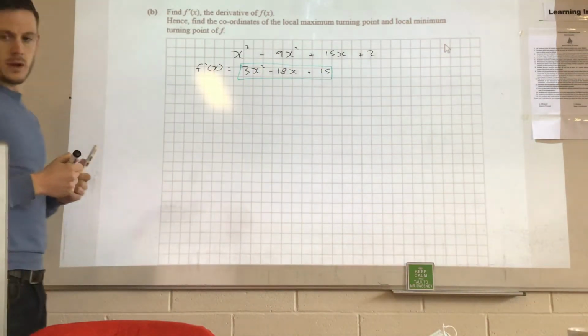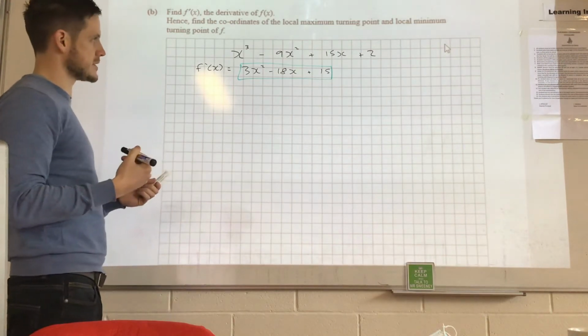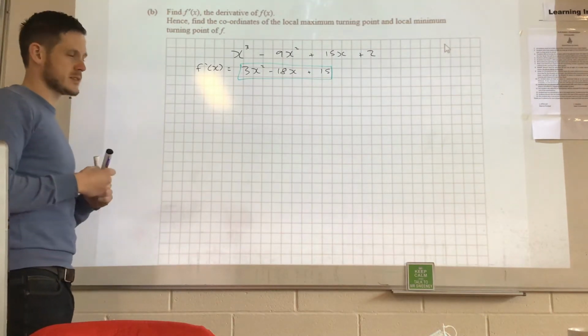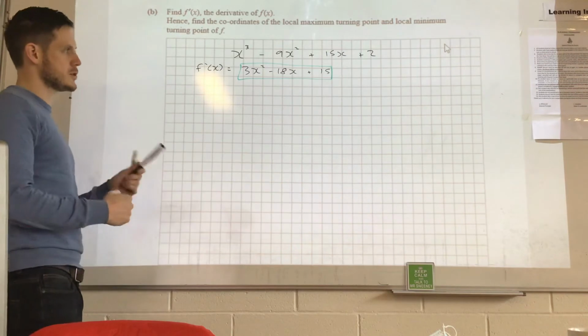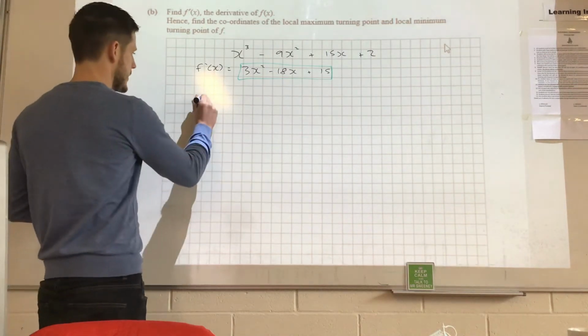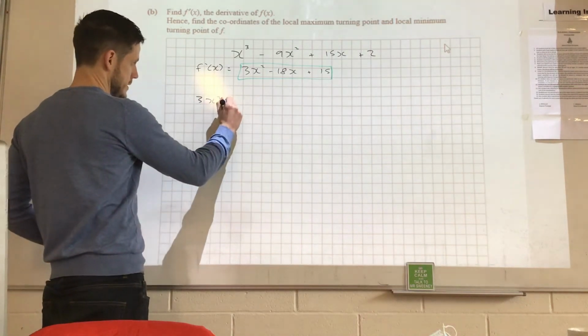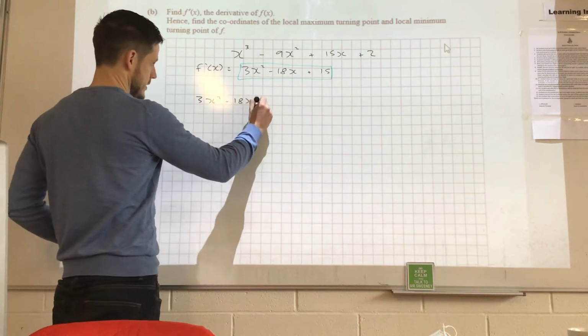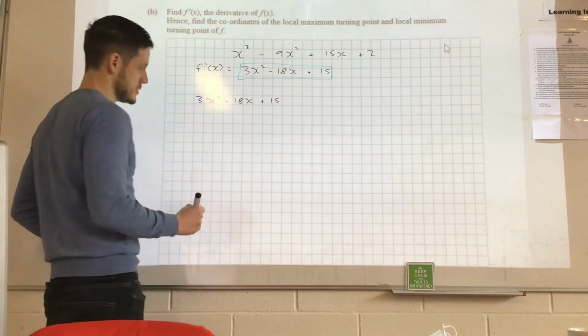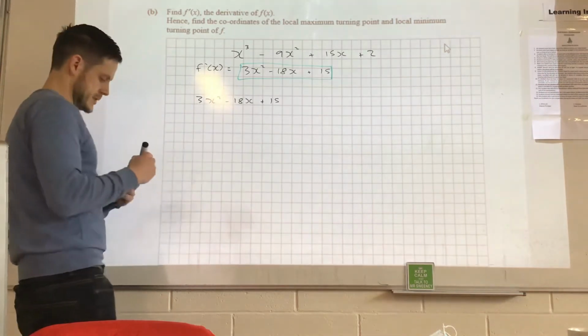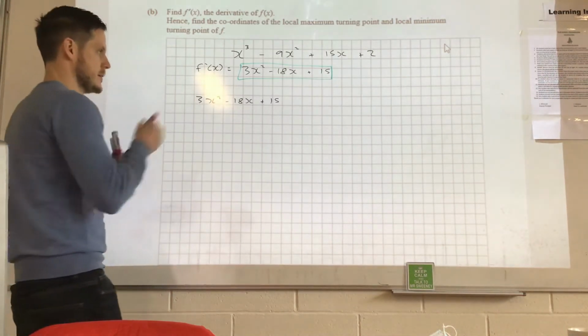Now, what we're going to do is factorize this and solve. This is called a turning point, so you make it equal to 0. I'm not too sure if you remember that. So I'm going to have 3x squared minus 18x plus 15. 3 goes into all of those, so I'm just going to divide across by 3.